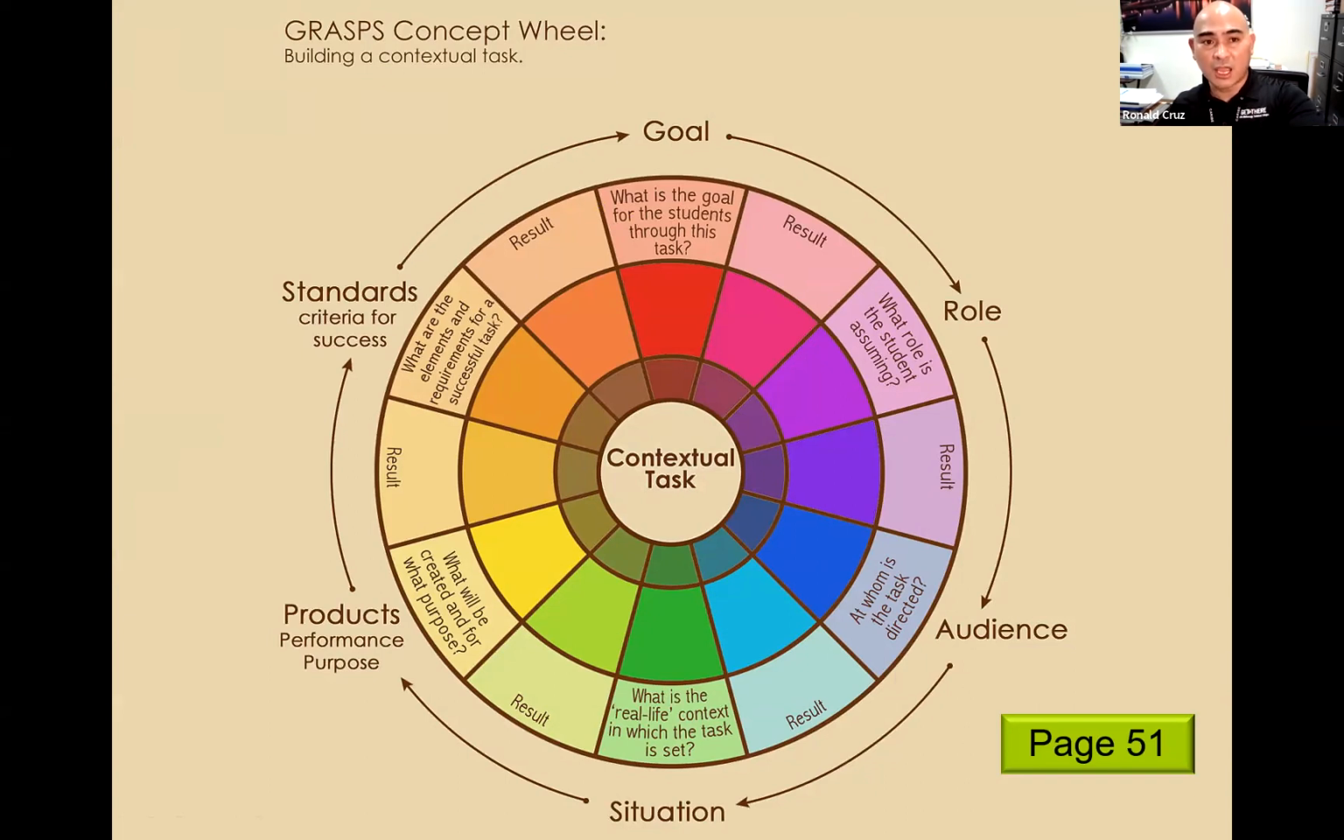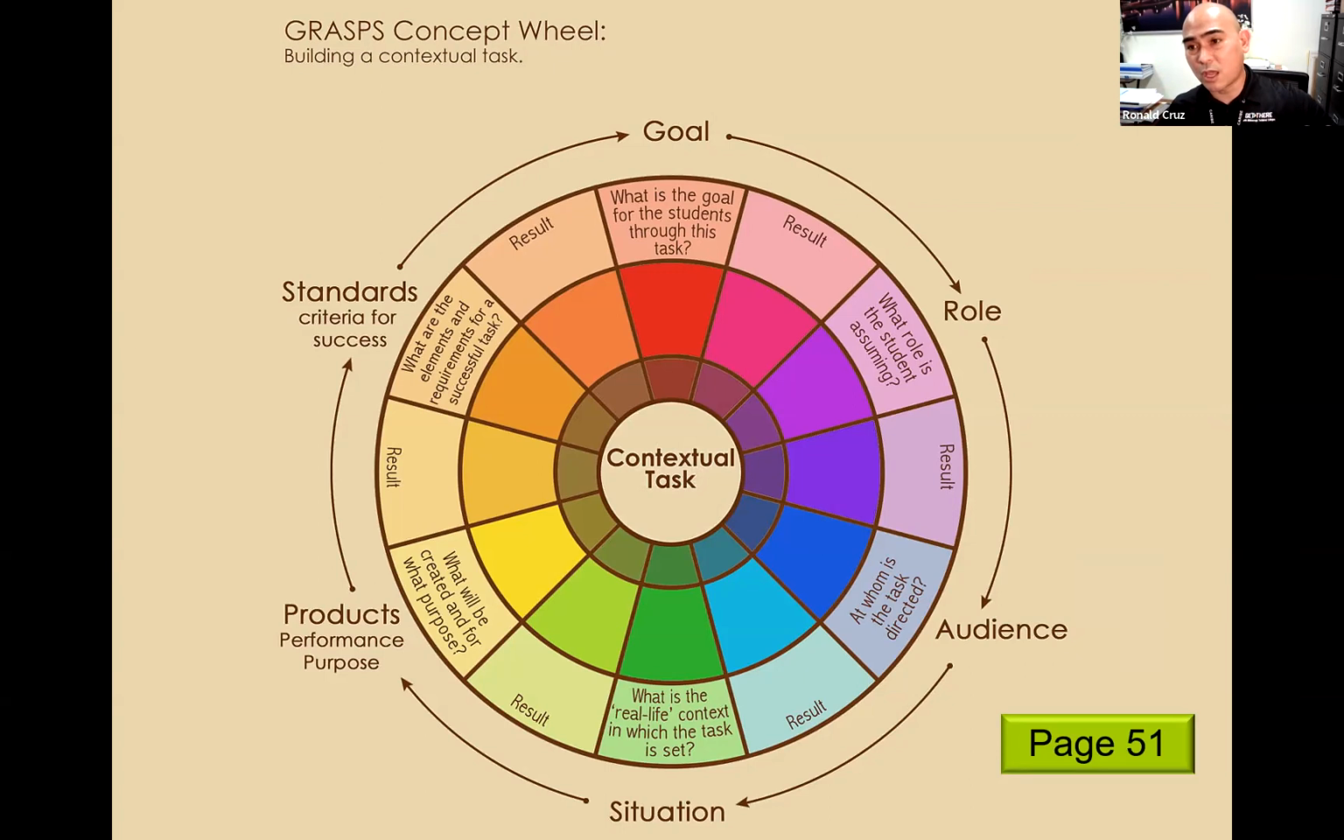The acronym itself, GRASPS, stands for the six components of a contextualized activity. You have to have a goal. You have to state what role the student will be assuming in the activity. You want to provide the student with who their audience is, or who they're providing the product of the activity to. You want to explain the situation, any extenuating circumstances or conditions for how you want the students to develop the product. And then the product itself, you want to describe what product they're supposed to make.